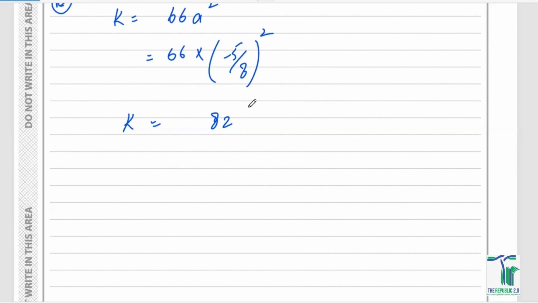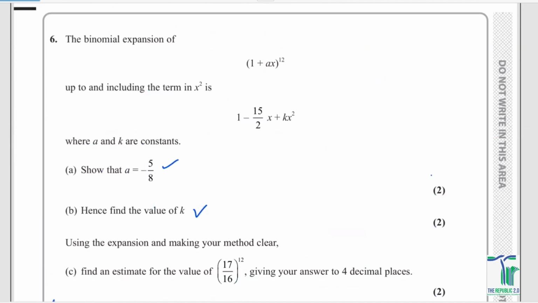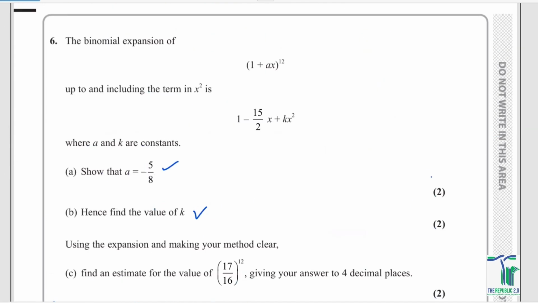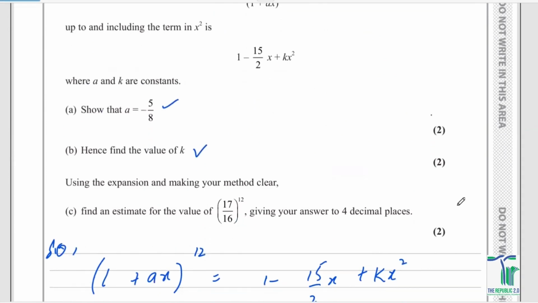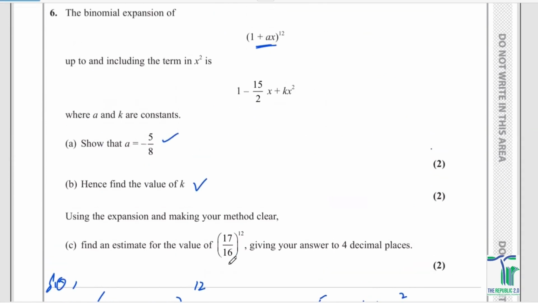So by just multiplying them up, I'll be having 825 divided by 32. That is the value of k, right? And now in the C part, he's just asking us to estimate the value of (17/16)^12. What does that mean? We just need to keep it equal to 17/16.